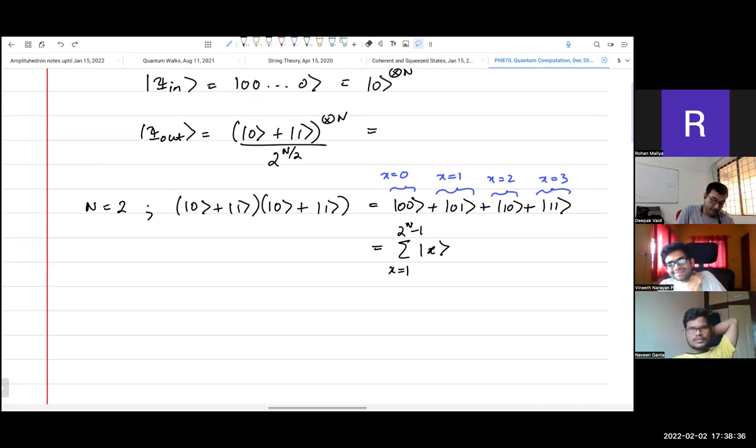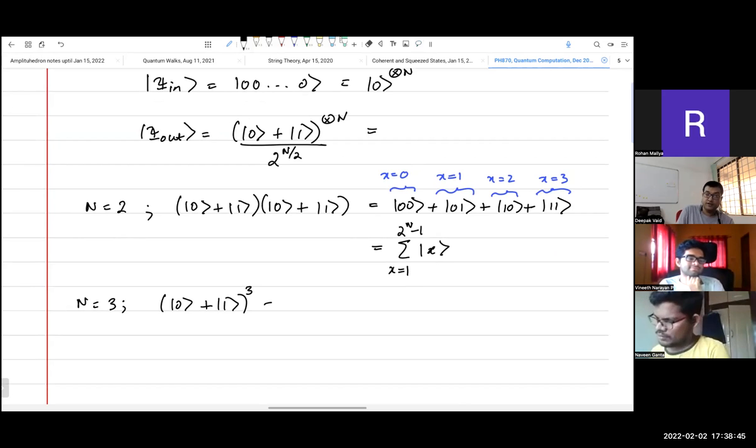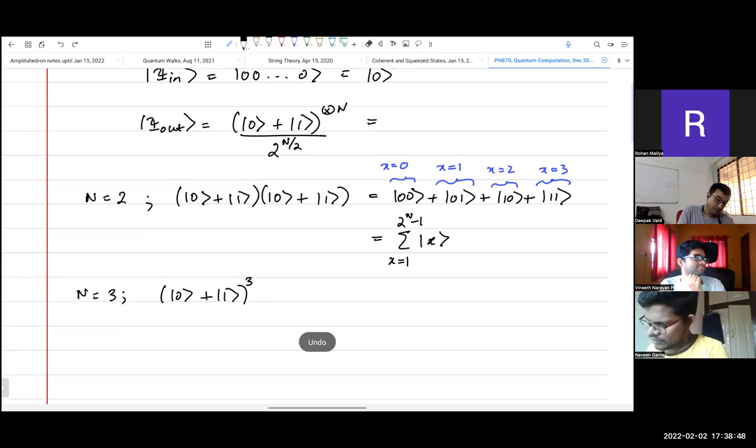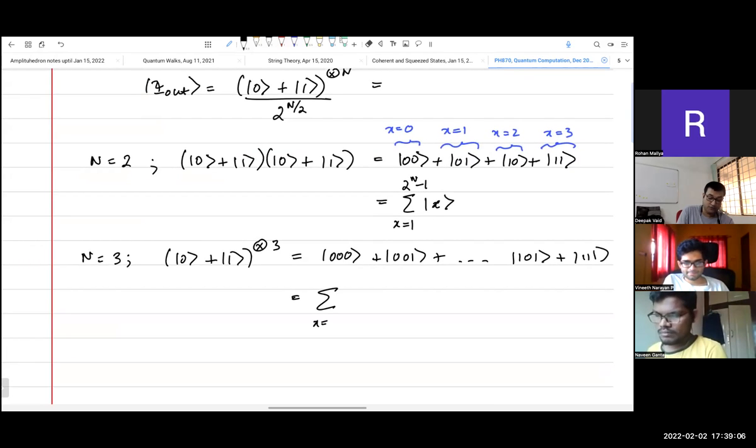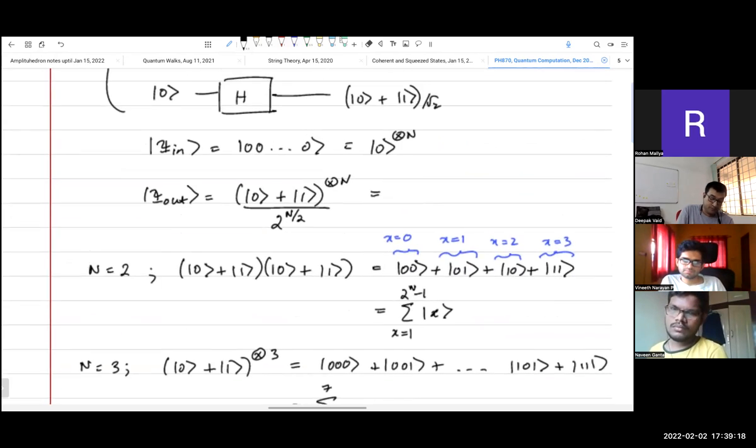So you can convince yourself that if n is equal to 3, we should write it as this tensor 3. This will be 000, 001, all the possible combinations, up to 111. And so I can write it as a summation over x from 0 to 7, like this. So there will be root 8 in the denominator also. Yeah, that I have put over here.